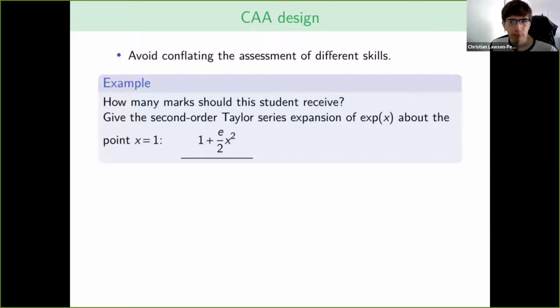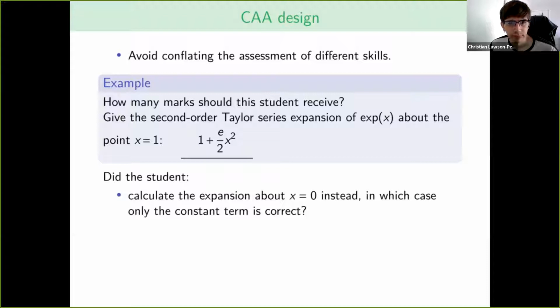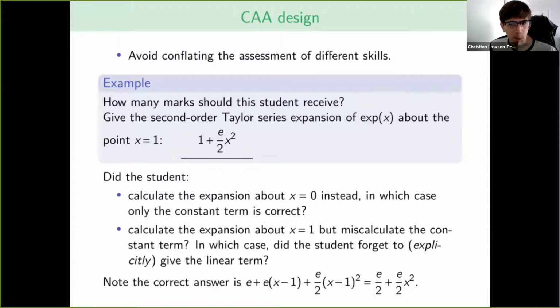So, did the student calculate the expansion about the point x equals 0, which the form of their response suggests, in which case only the constant term is correct? Or, they calculated the expansion about the point x equals 1, and expanded the brackets to be in a series in x instead of x minus 1.